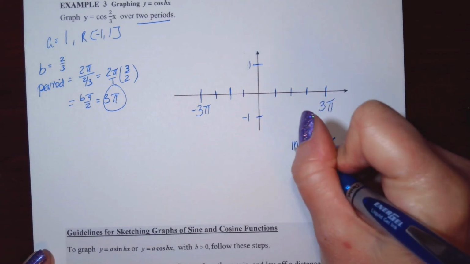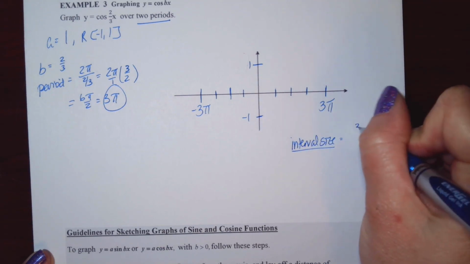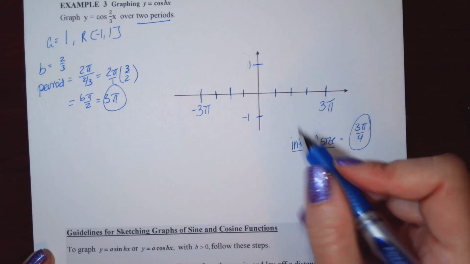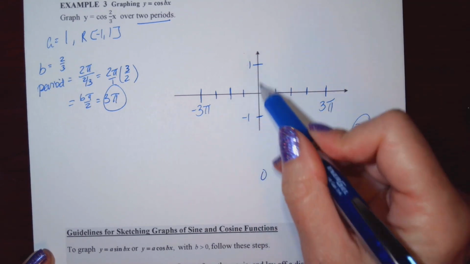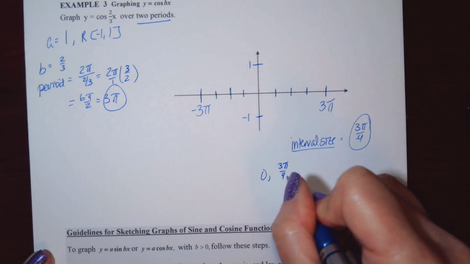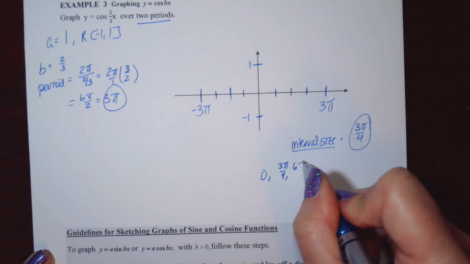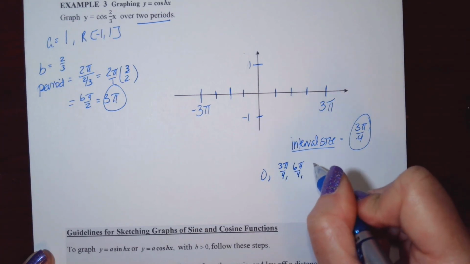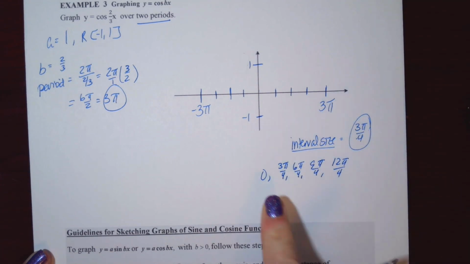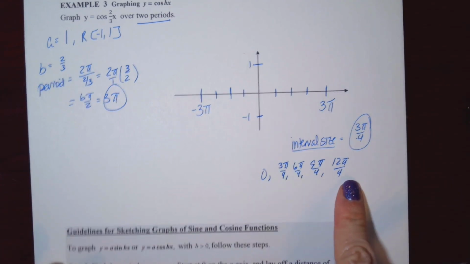So I'm going to come down here and say, okay, I've got a period of 3 pi. I need to divide that into 4 equal intervals. That does not simplify, so that's what I've got. My first major point is at 0 radians, plus the interval 3 pi fourths, plus the interval would be 6 pi fourths, plus the interval would be 9 pi fourths, and then one more time would be 12 pi fourths. There's my 5 major points.